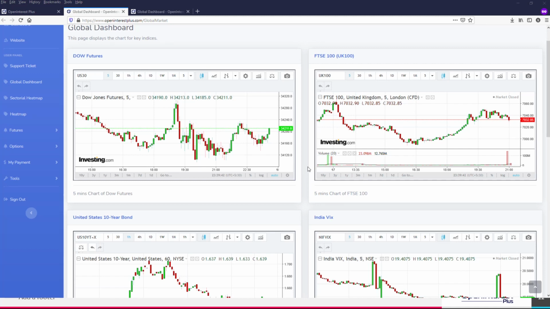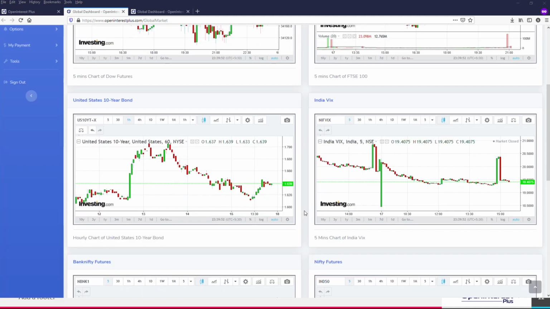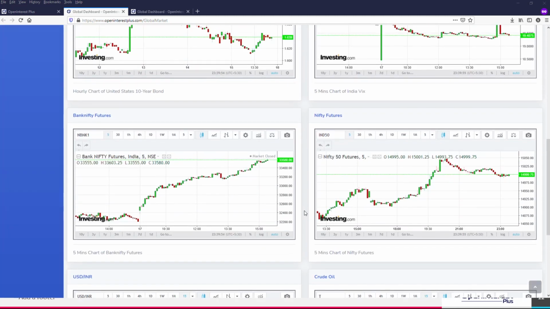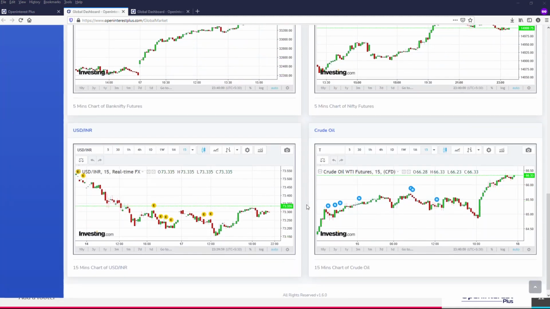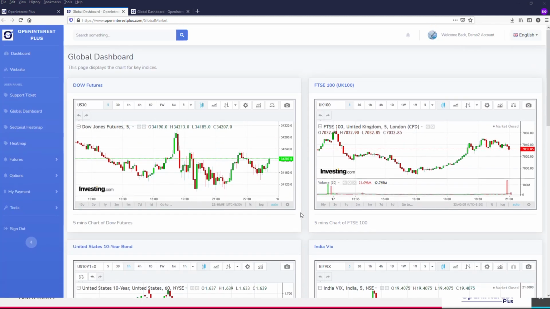So this page is designed in such a way that we have the charts of US market, UK market, US 10-year bond, India VIX, and if you scroll down below, you have the Bank Nifty future, you have the SGX Nifty future index, and also I've included USD INR currency pair and the crude oil. So there are 8 charts which are updated from investing.com, and it gives you a one page quick glance of key index and parameters, what is happening at the moment.